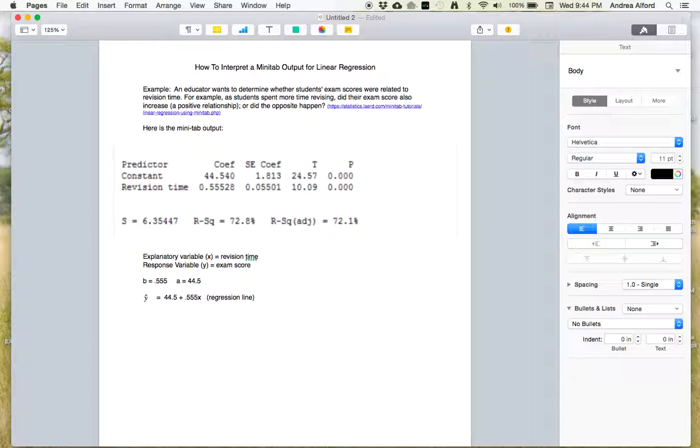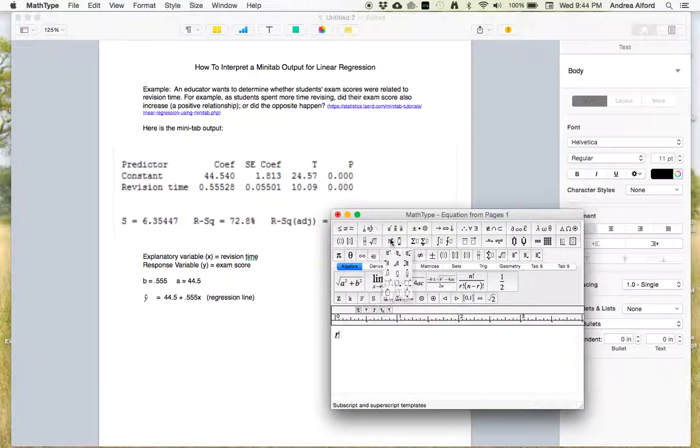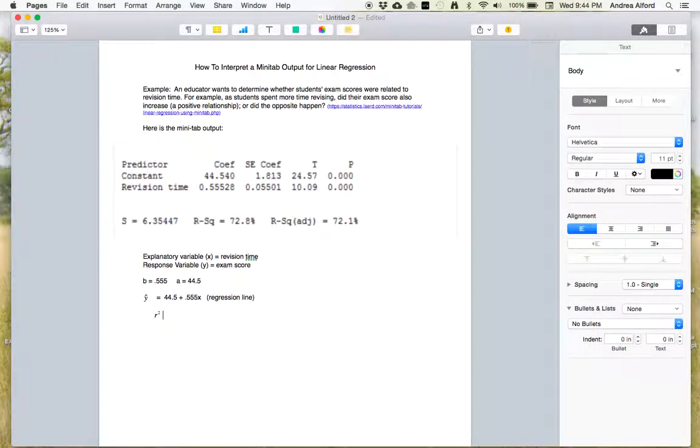What else does this output tell us? Well, if you notice, it tells me r squared right here. We're going to ignore r squared adjusted. That's taking into account other variables that we're not looking at. So I know that r squared, and so again, let me just insert a MathType equation because I want to make sure I have this written nicely for you. R squared is equal to 72.8%, or 0.728.